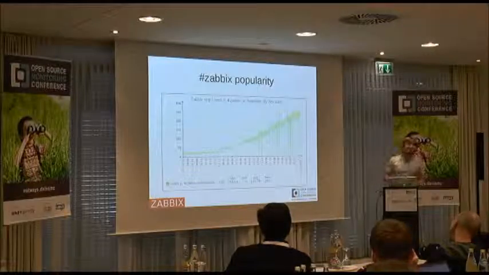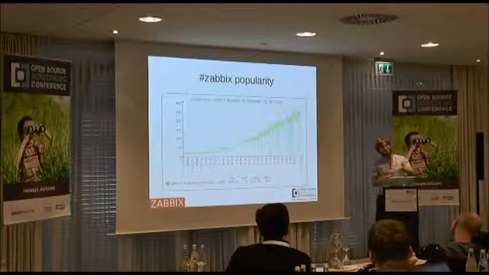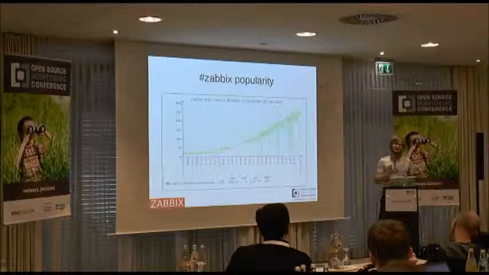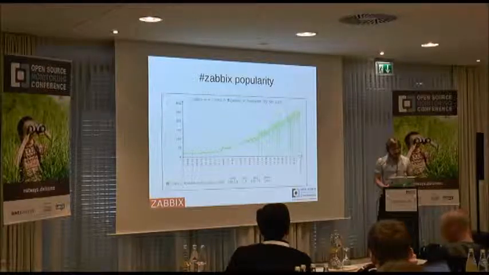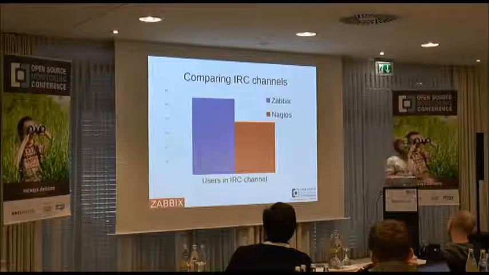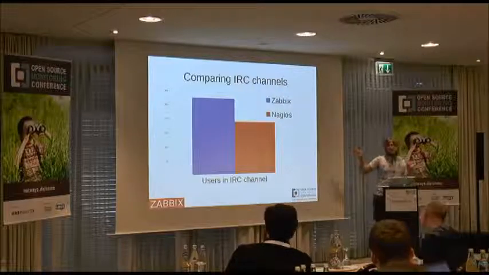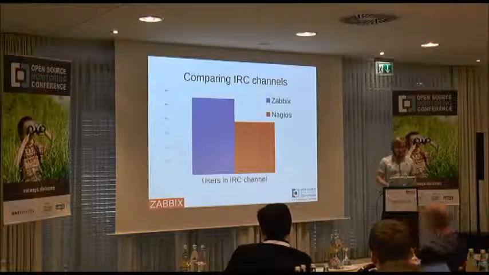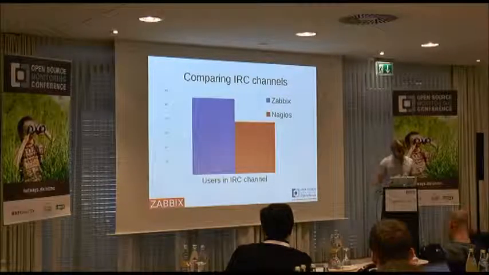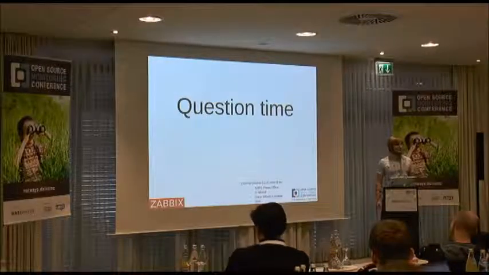And talking about popularity, if you look at something like Google Trends, you will see that the Nagios popularity is dropping, Zabbix is climbing. It's not reaching that yet, but it's going there. But there is one thing that I can actually show you, which is nicer, which is the IRC channel user count. This is from yesterday around noon or something like that. So the Zabbix community on IRC is good. So if you have any questions.